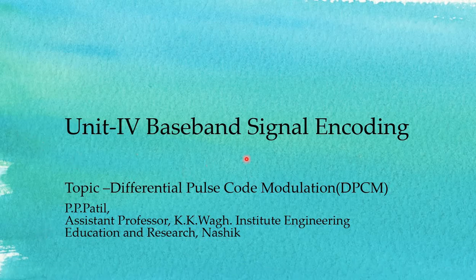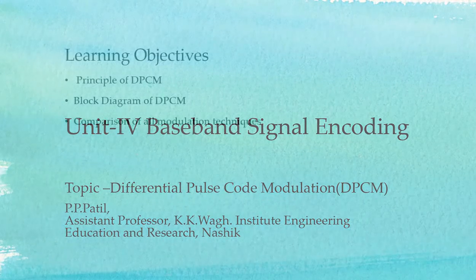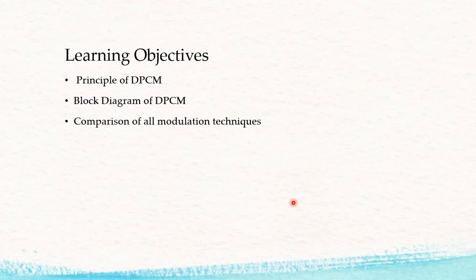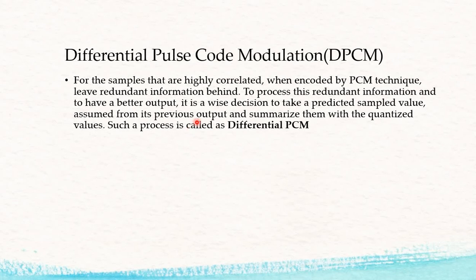In today's lecture we are going to discuss the next type of baseband modulation technique, that is differential pulse code modulation. Learning objectives: principle of DPCM, block diagram of DPCM transmitter and receiver, comparison of all baseband modulation techniques. So basically, what is differential pulse code modulation?